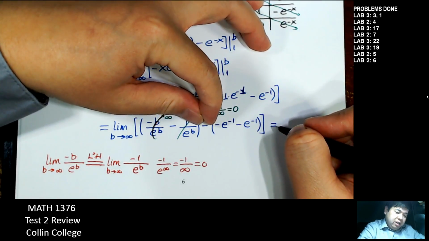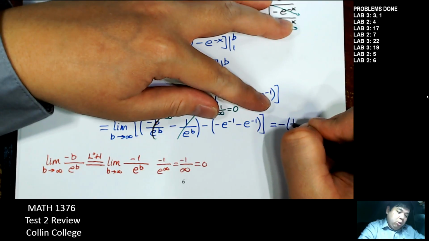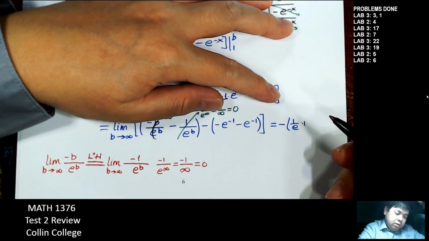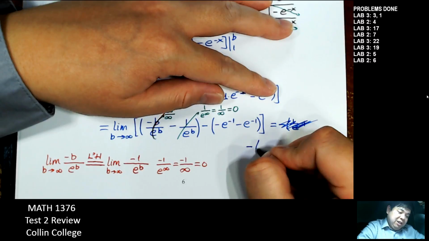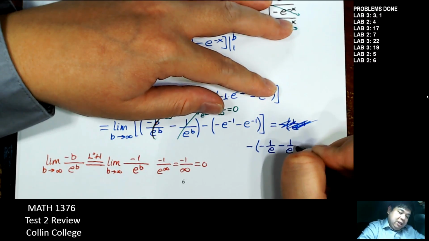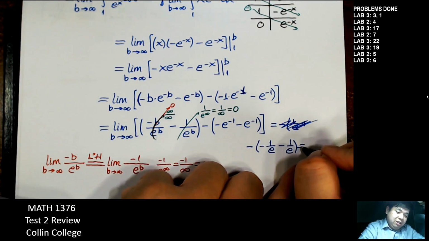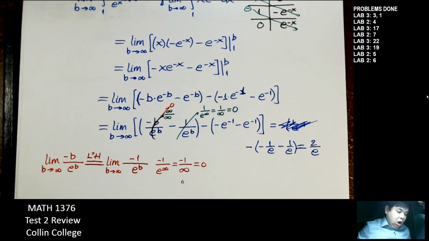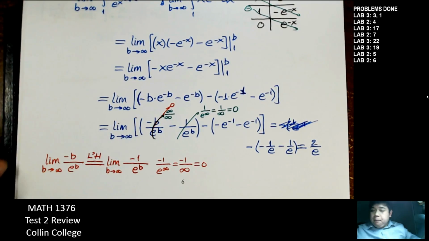So negative, inside we have, you can write 1 over e. Sorry, too many negative signs. So negative 1 over e minus 1 over e. That is negative 2 over e with another negative 2 over e. So this one we need to use the L'Hopital rule on that to find the limit for that.